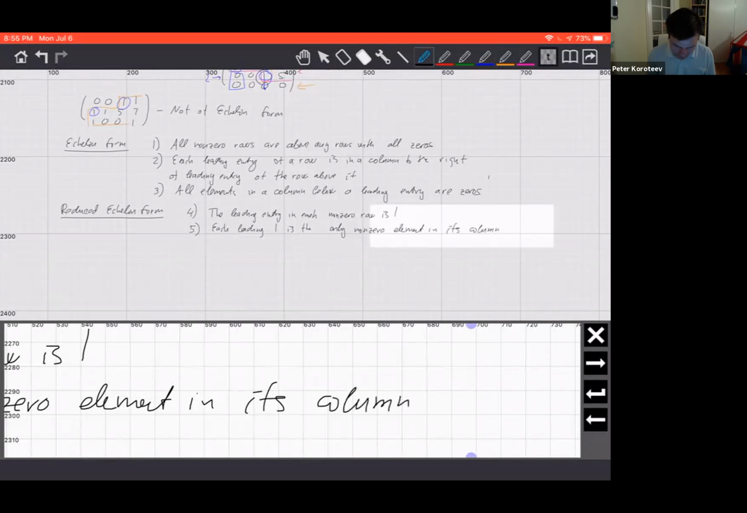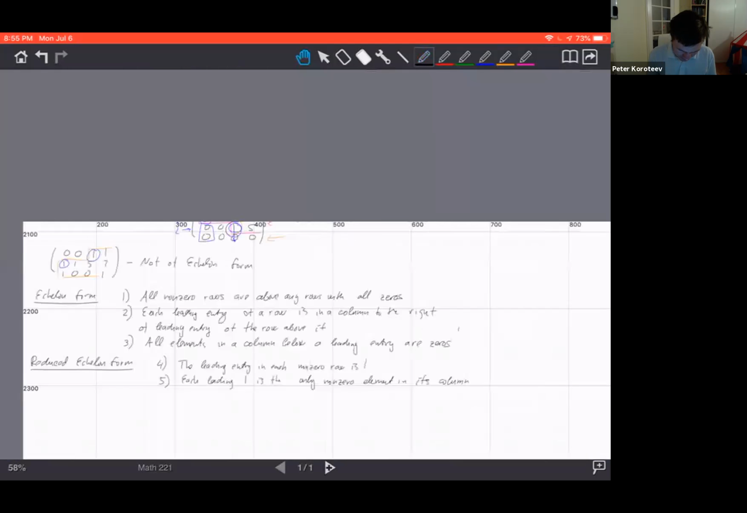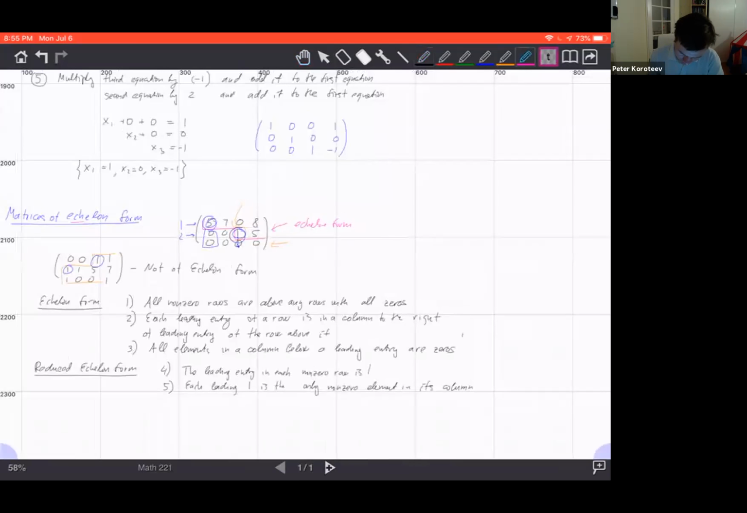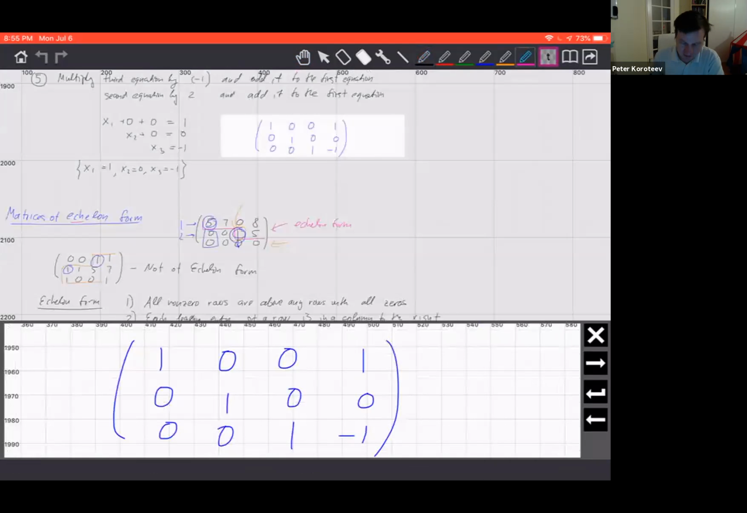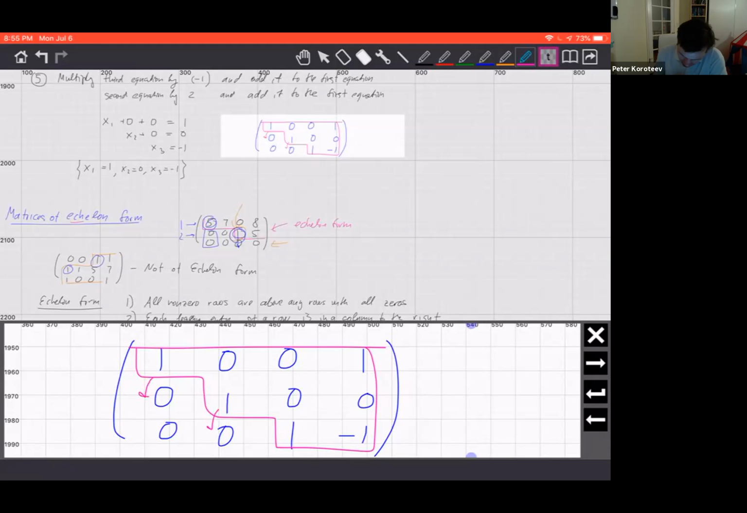So we already had this reduced echelon form in the example above. This matrix over here is in fact in reduced echelon form. Indeed, clearly we have this staircase, and everything below here is 0. So we can check that 1, 2, and 3 hold. Number 4 holds because the leading entry in each row is 1. And finally, number 5 holds because all other elements are zeros in each of these columns where we have the leading entry.